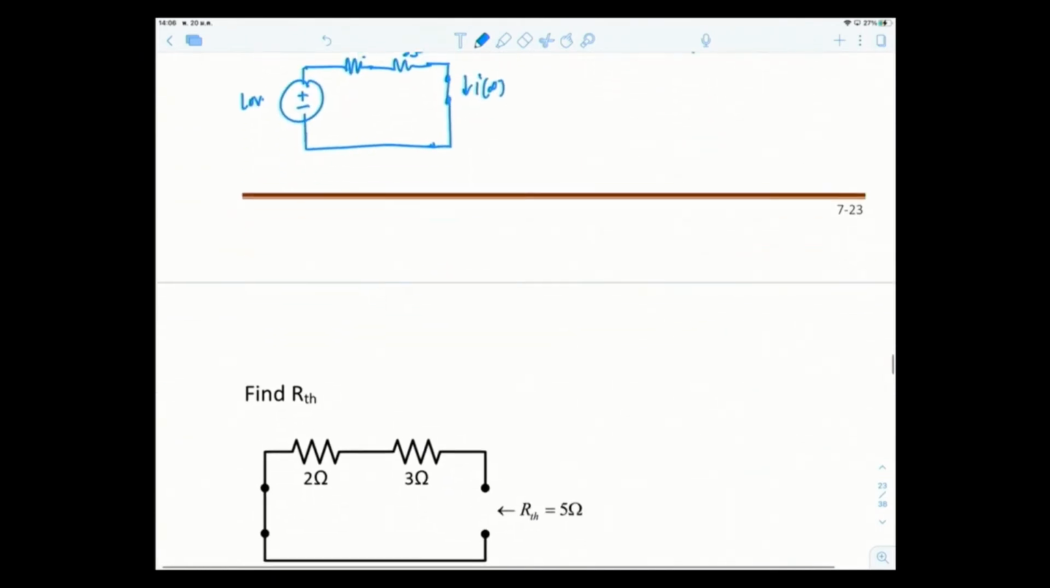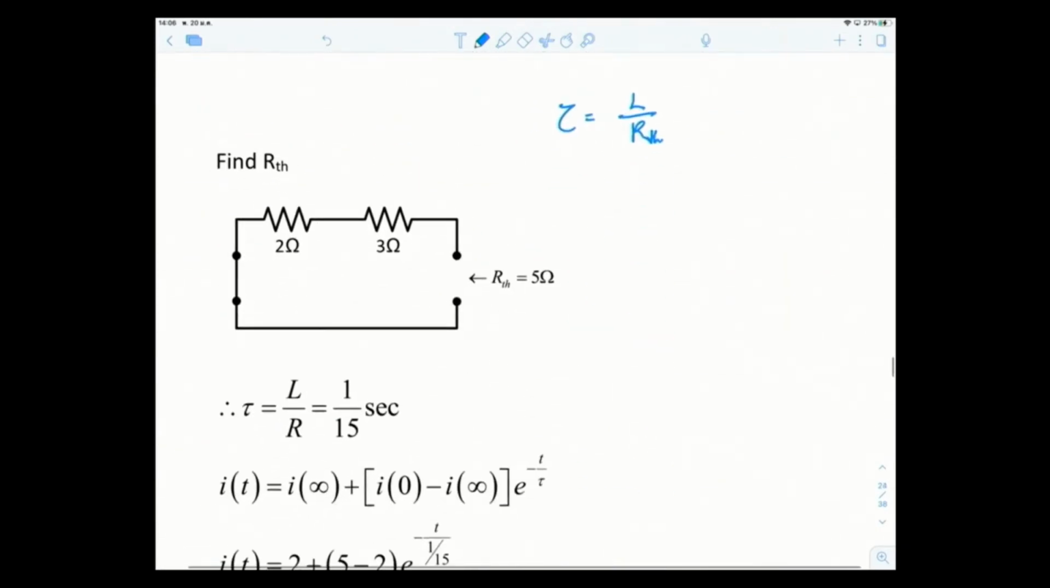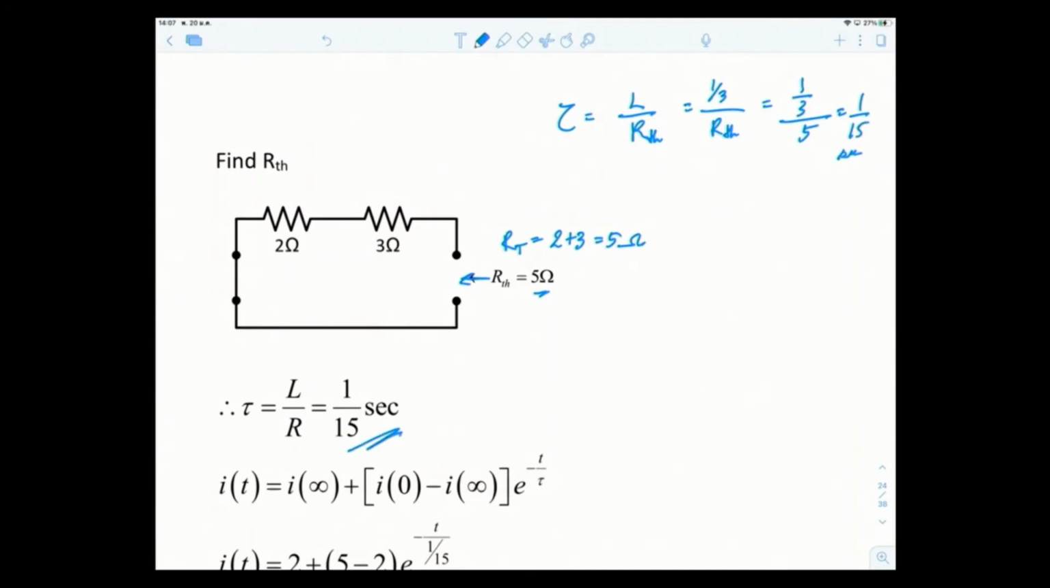Next one, to find tau. Well, tau for an RL circuit is L over R equivalent. We have only one L, which is 1/3 Henry, right? So this is 1/3 divided by, well, we have 2 resistors. So we have to find R Thevenin or R equivalent, which is the R total looking from the inductor point of view. So you take out the inductor, look into here, what is R total? R total is equal to 2 and 3 in series, so equal to 5 ohm. So your RTH is equal to 5 ohms. So it's 1/3 divided by 5, equal to 1/15 second. So 1/15 second is your tau.